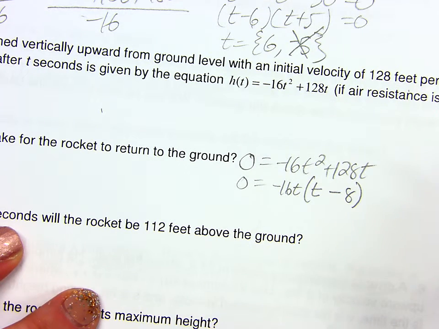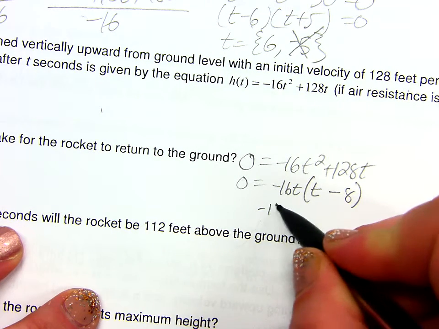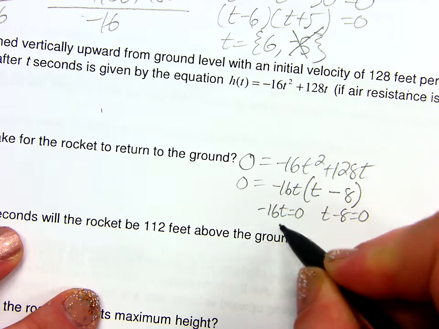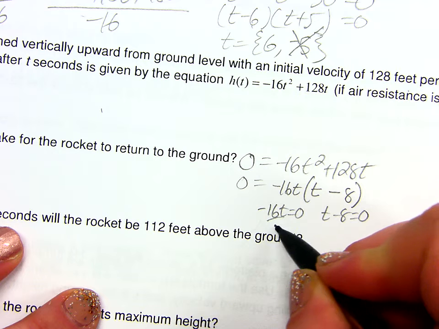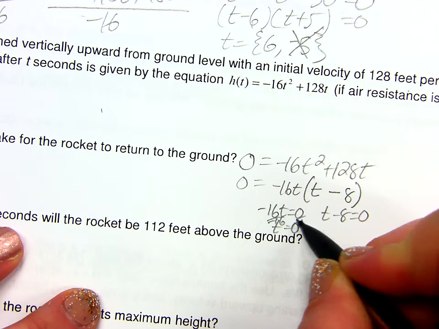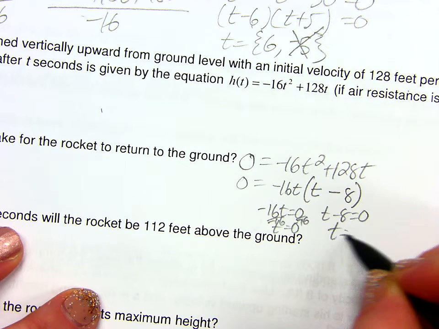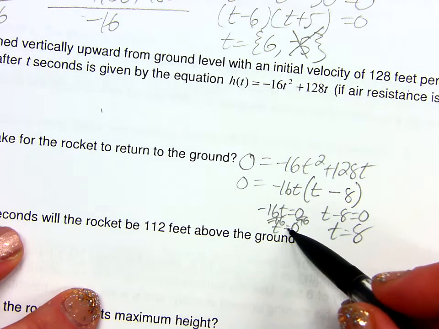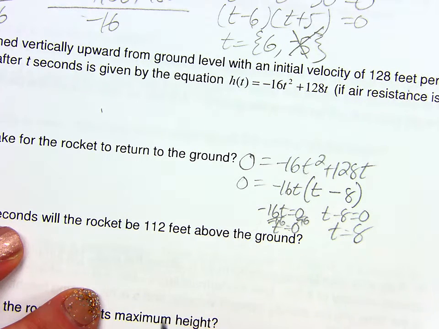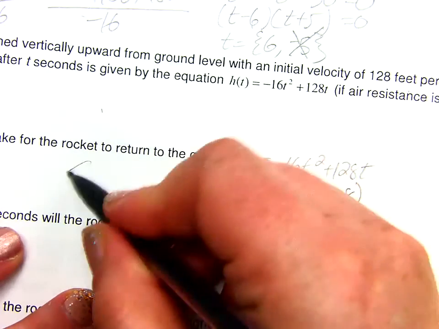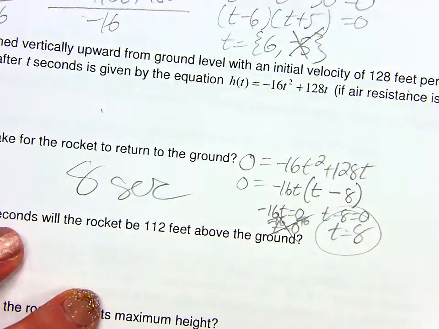Once it's factored, you literally just set each factor equal to 0. So negative 16t equals 0, and t minus 8 equals 0. On this side, I just get 0 as my answer, because I just divide both sides by negative 16. And on this side, I get 8. So which answer do I go with? 0 is just when it started. It started on the ground, it came back to the ground. That's just the starting time, I don't need that. 8, it took 8 seconds.